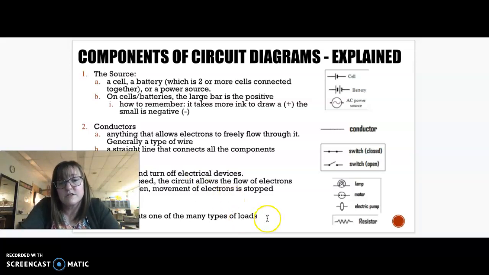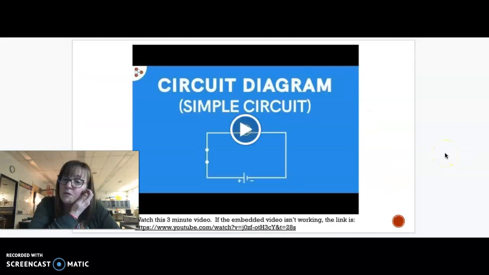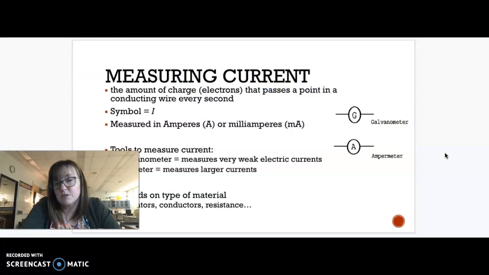And then resistors are any of the different types of loads. So we're going to have you watch this video. I'm not going to do it right now.